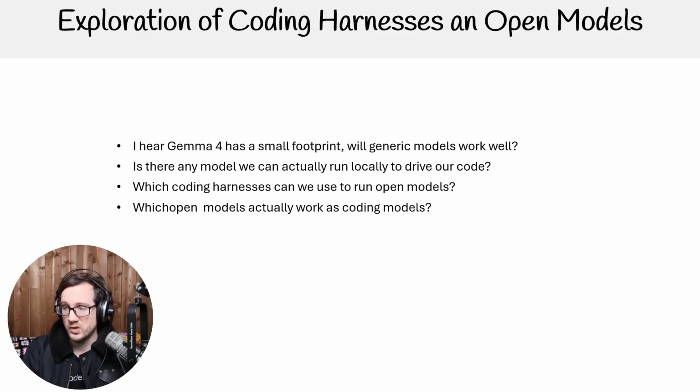Which open models actually work as coding models? For me, the best one was Kimi 2.5. GLM was okay. MiniMax was okay. Qwen was awful. Gemma was surprisingly good for what it was. And if I had the hardware locally, I'd probably run Gemma 4 because it's good enough.